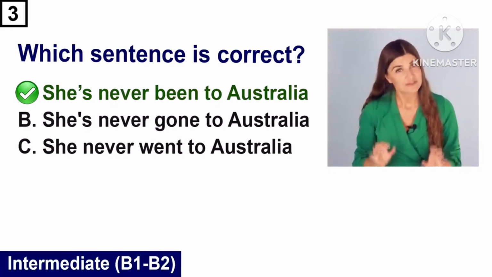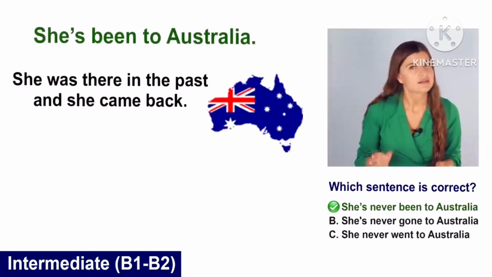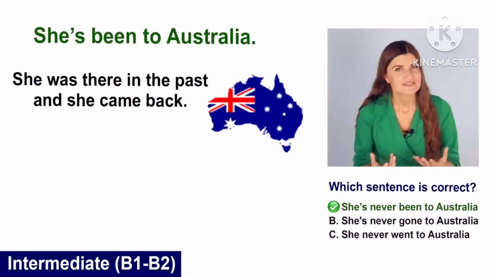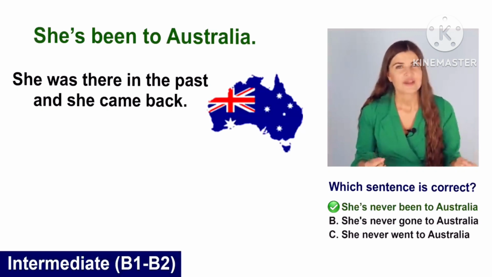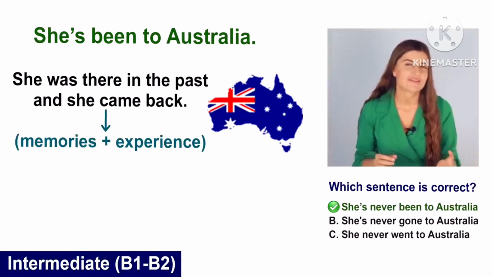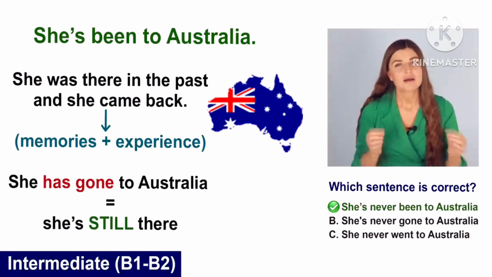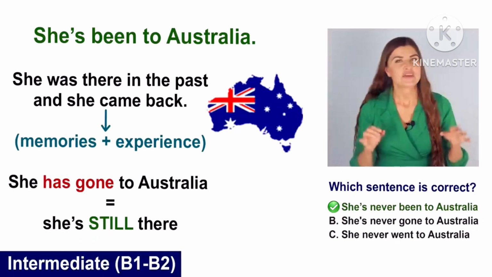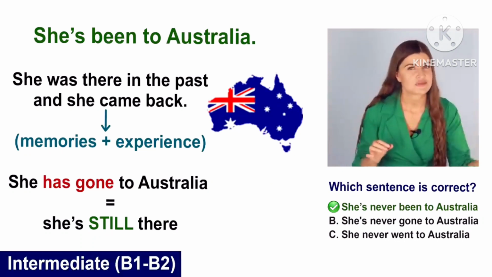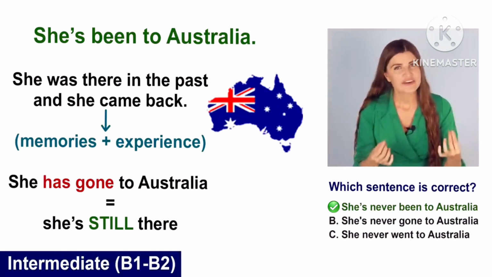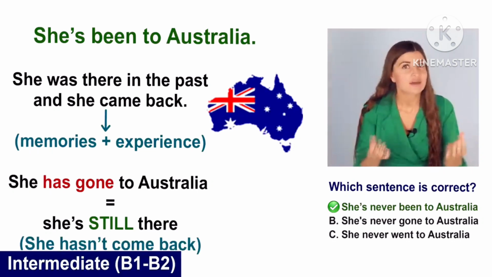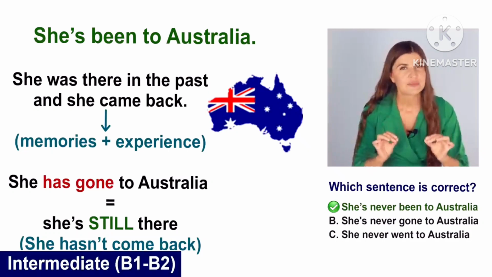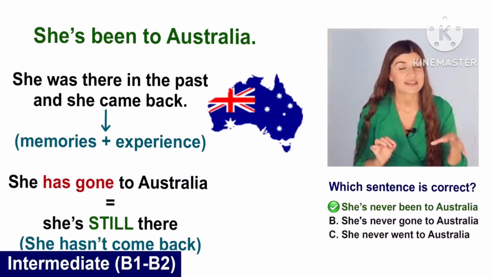But what's the difference between been and gone? Been means that you were in some place in the past and then you came back. You have the memories and you have the experience. Gone means you went there and you are still there. So if I say she has gone to Australia, that means she went there and she still hasn't come back. In this case, because we're talking about never, she has never been there is right.